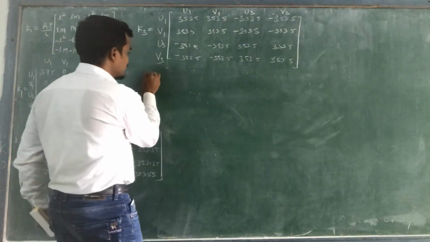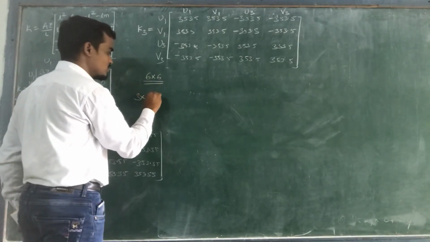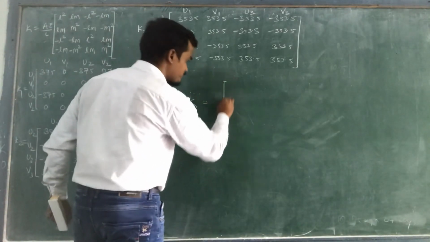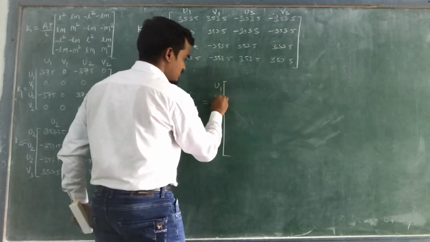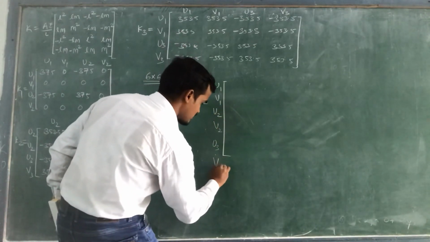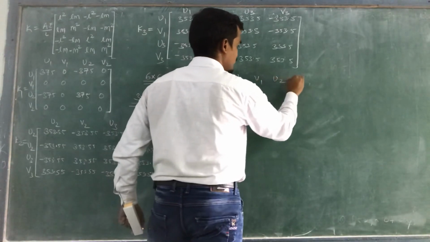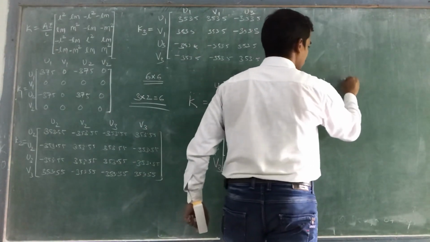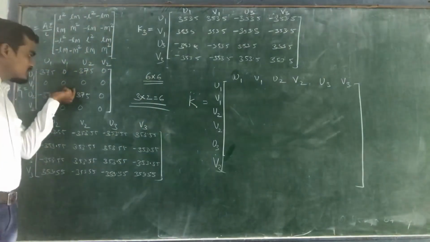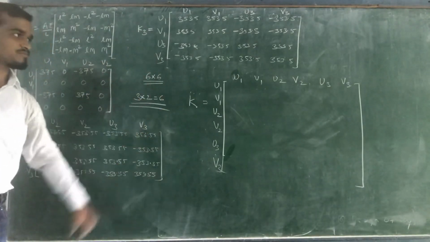As we know, the order of the global stiffness matrix is 6x6 because there are three nodes and degrees of freedom at each node is equal to 2. So it will become 6. So global stiffness matrix will become equal to, look, this is the connectivity: U1, V1, U2, V2, U3, V3. Similarly, U1, V1, U2, V2, U3, V3. Okay, so in this way, you need to map this first element over this global stiffness matrix, similarly the second as well as the third element over this global stiffness matrix.